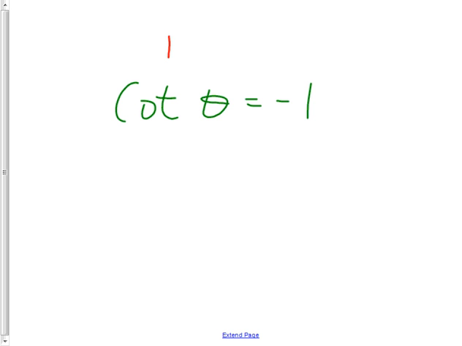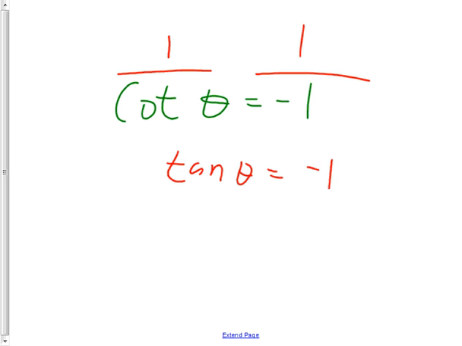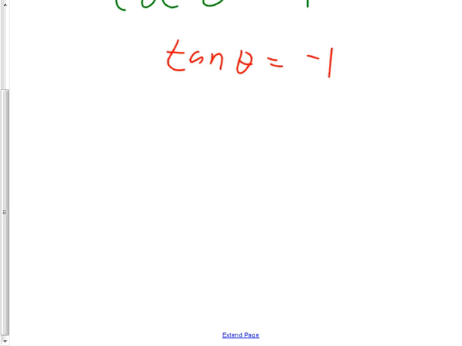If I put 1 over this side and 1 over that side, what would I have now? Tangent of theta is equal to, what's 1 over -1? Now I can do it. Okay, so now I need a degree. So how many degrees is that?